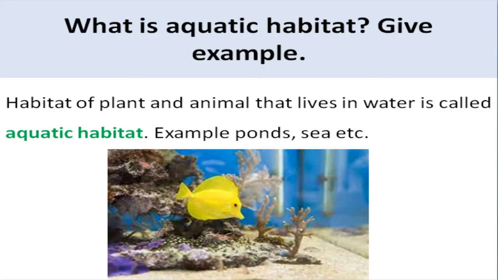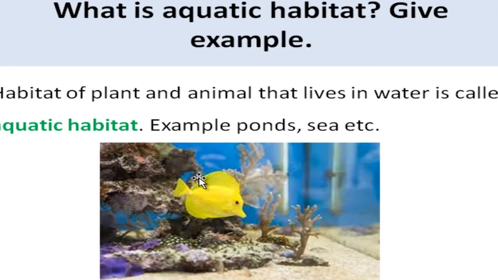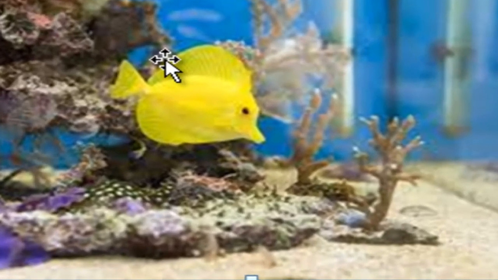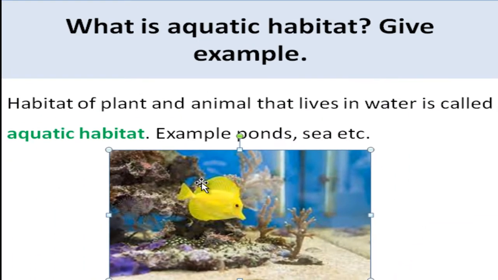Our first question is, what is aquatic habitat? Give example. Habitat of plant and animal that lives in water is called aquatic habitat. Example, ponds, sea, oceans, etc. All these are considered in aquatic habitat.